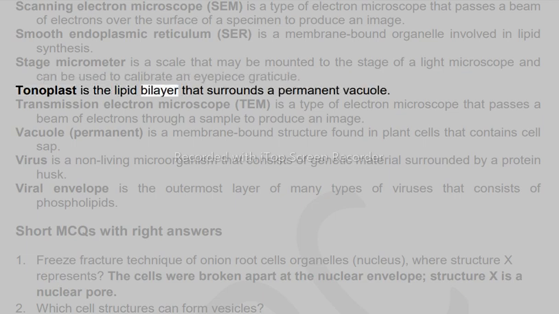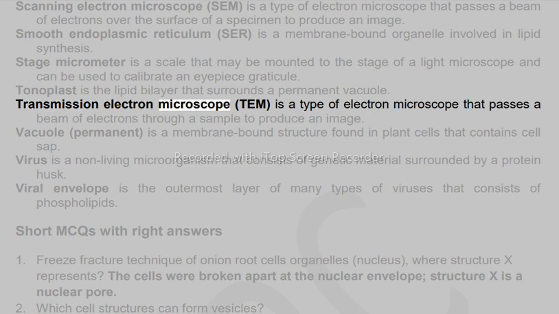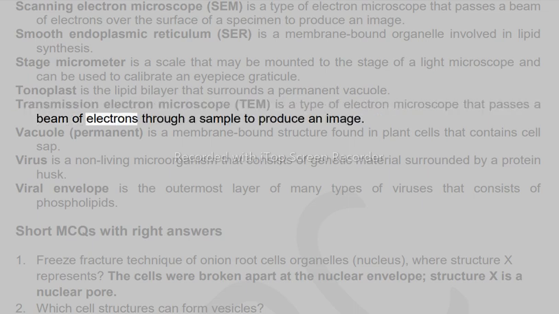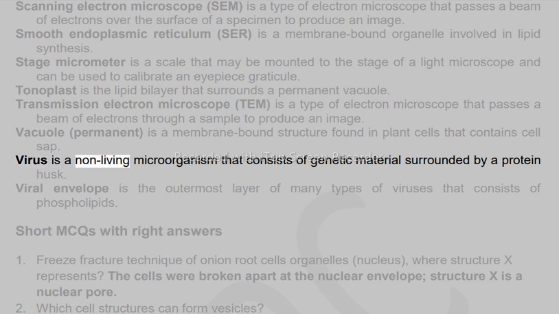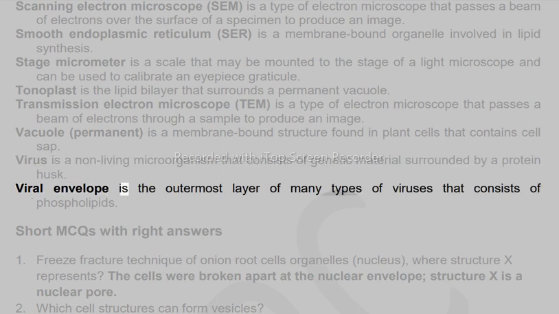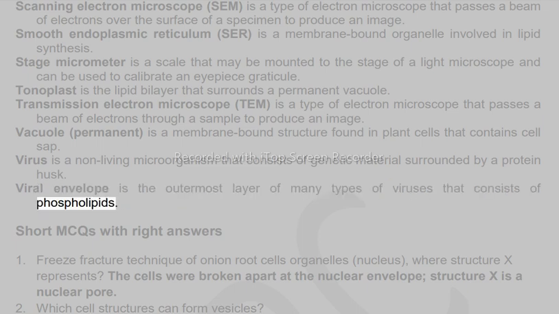Tonoplast is the lipid bilayer that surrounds a permanent vacuole. Transmission electron microscope, TEM, is a type of electron microscope that passes a beam of electrons through a sample to produce an image. Vacuole, permanent, is a membrane-bound structure found in plant cells that contains cell sap. Virus is a non-living microorganism that consists of genetic material surrounded by a protein husk. Viral envelope is the outermost layer of many types of viruses that consists of phospholipids.